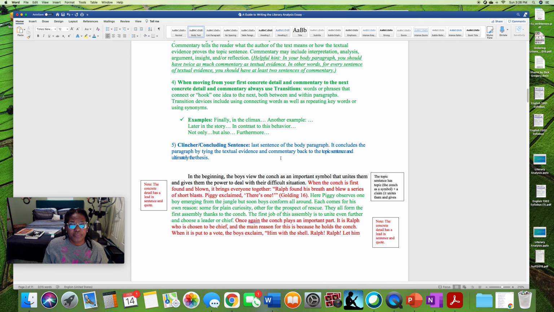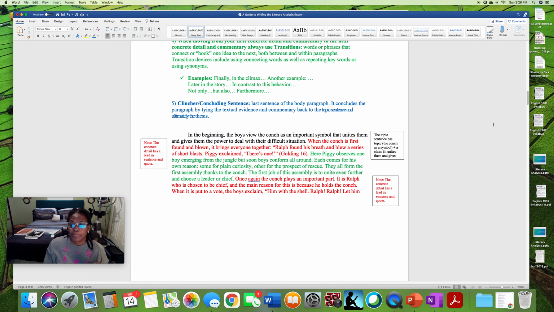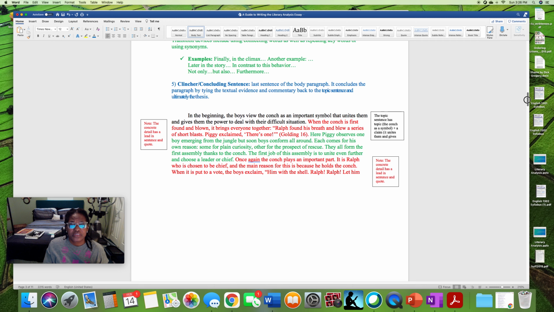And so here's the body paragraph that supports that thesis. The topic sentence is going to show a topic, plus it's going to make a claim. The topic is that the conch is an important symbol. Okay? So the topic is the conch is an important symbol. So you have to make a claim. How does the writer show the conch is an important symbol? He shows that because he says it unites the boys and gives them power to deal with their situation. This is the claim of how the conch functions in the story.